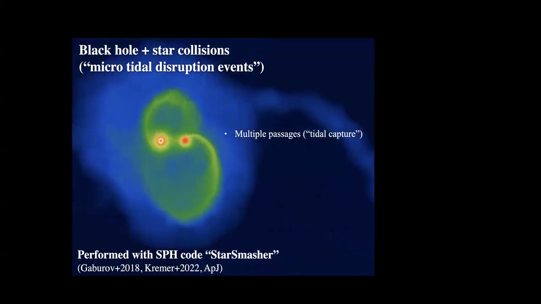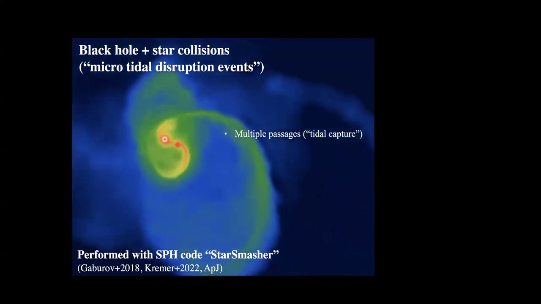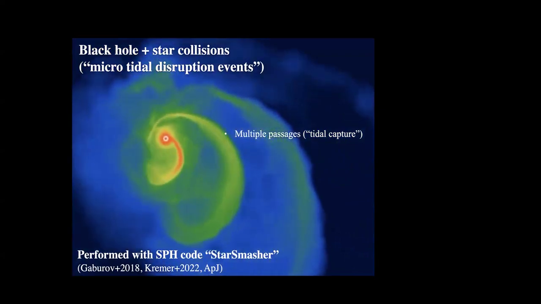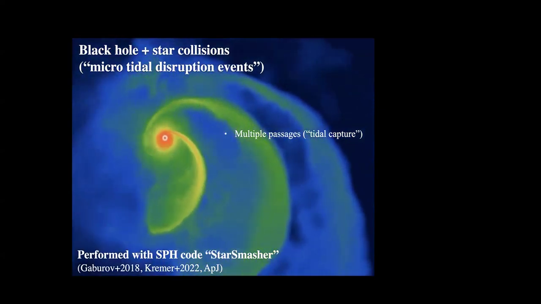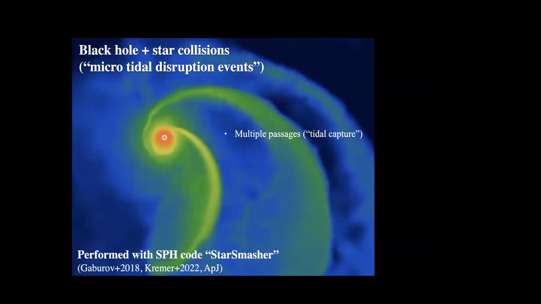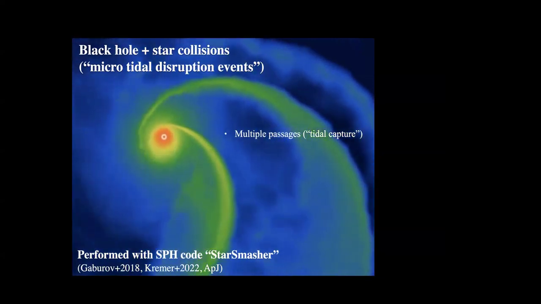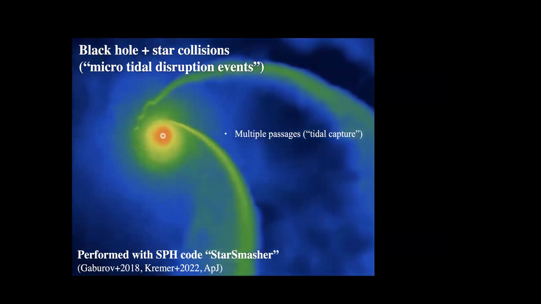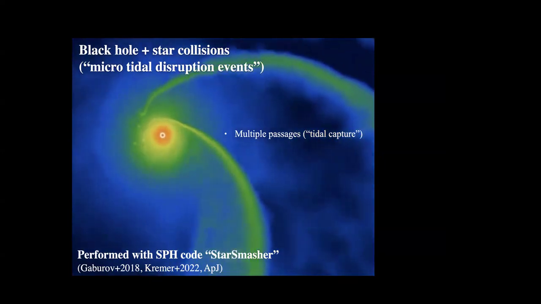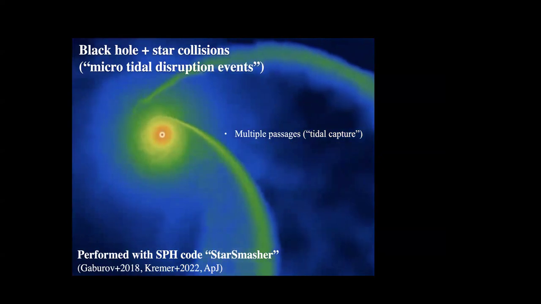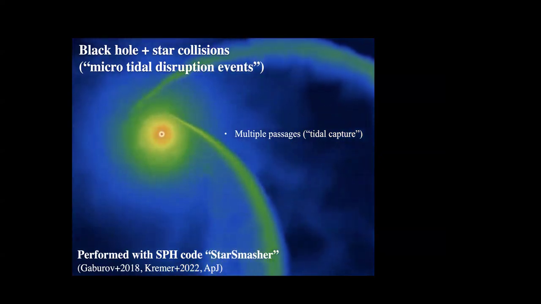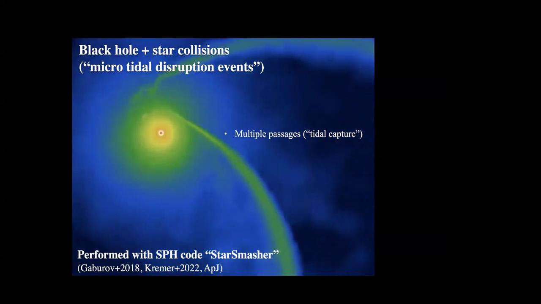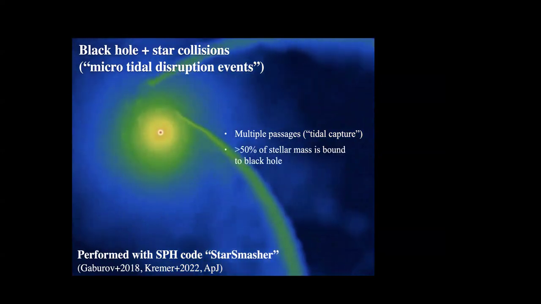One key difference is that generally these lead to tidal capture, meaning they lead to multiple passages. This is because the relative velocity at infinity of these two objects in the cluster is very low compared to the escape velocity of the black hole. So these collisions are essentially parabolic initially. Generally the star comes in, is disrupted a little bit on the first passage, becomes bound, and then undergoes multiple passages before being disrupted fully.